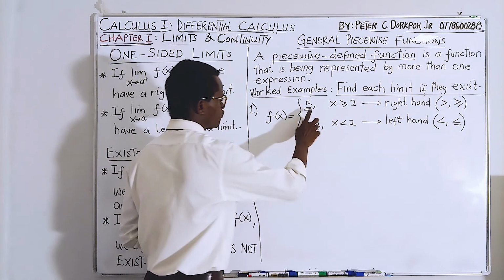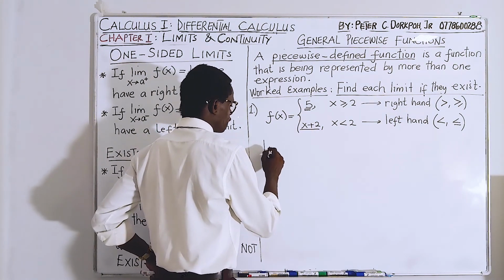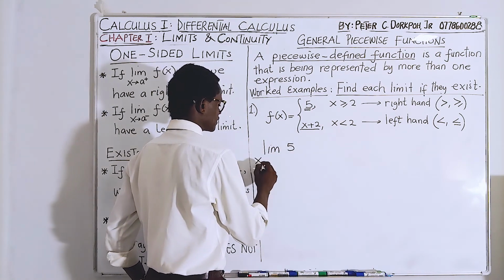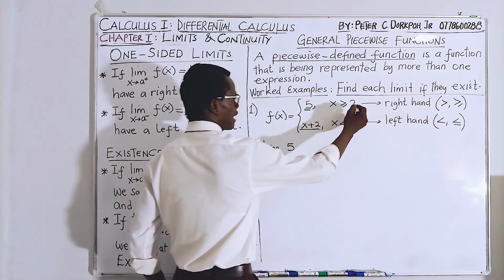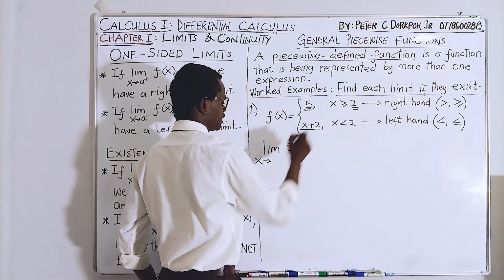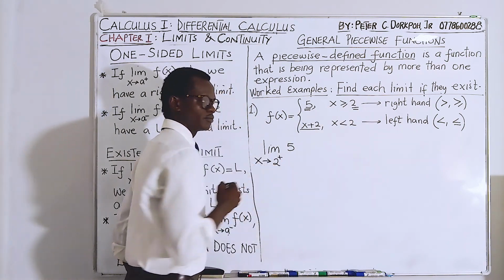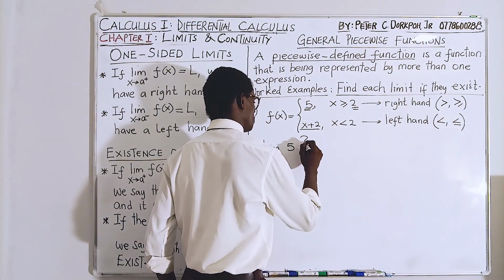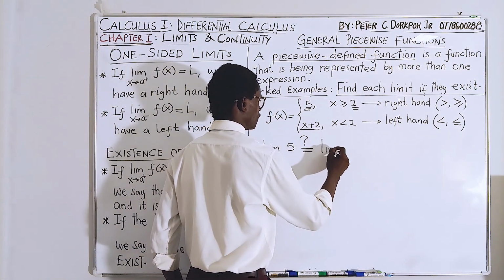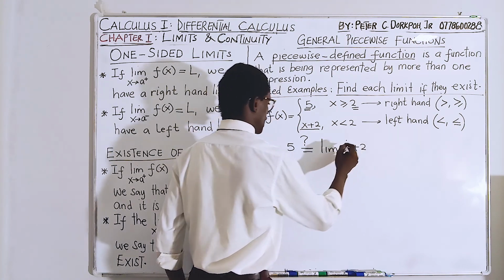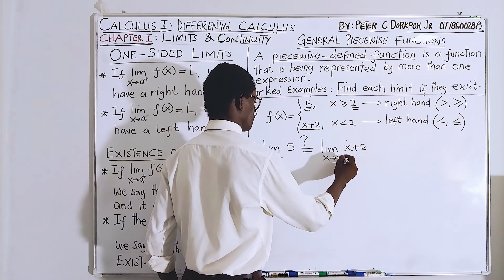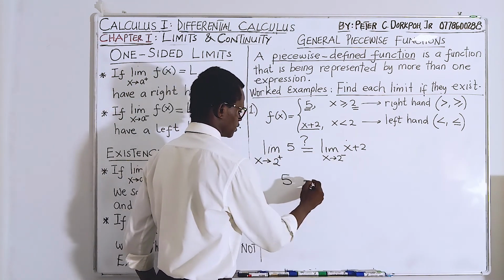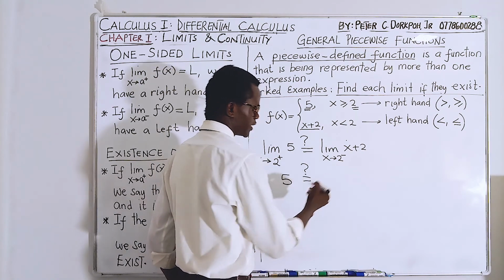So since we have two functions, we take the limit of each of those functions. The limit of 5, as x approaches 2 from the right, since there is a right hand limit, equals, then we put a question mark right here. The limit of x plus 2 as x approaches 2 from the left. So the limit of a constant is just equal to the constant. Put a question mark because we don't know as well whether they are equal.